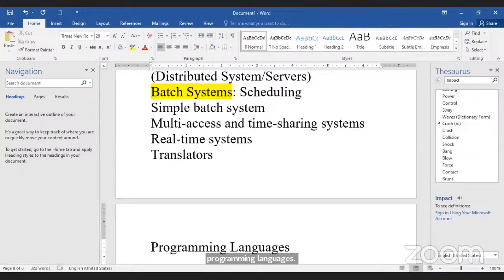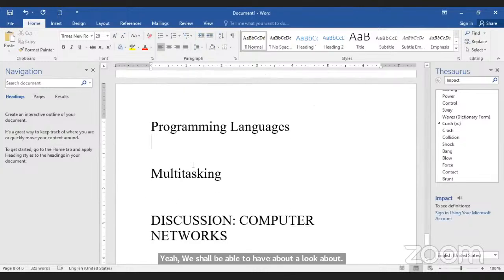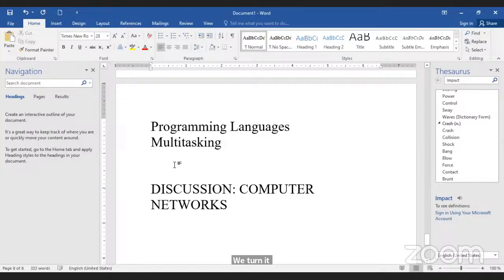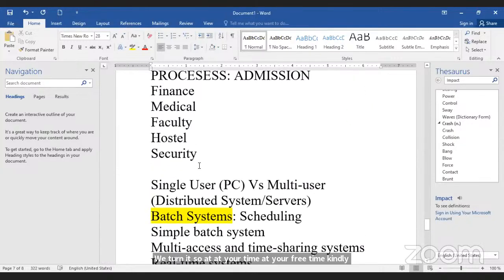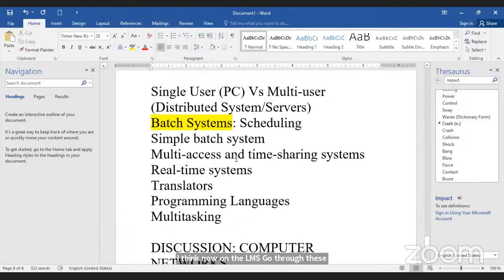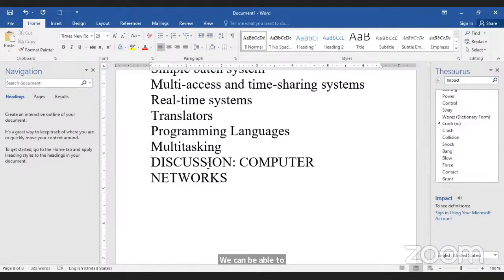Yeah. Then after that, we shall be able to have a look at computer networks. So in your free time, kindly go through these notes on the LMS, so that next week we can be able to revise.